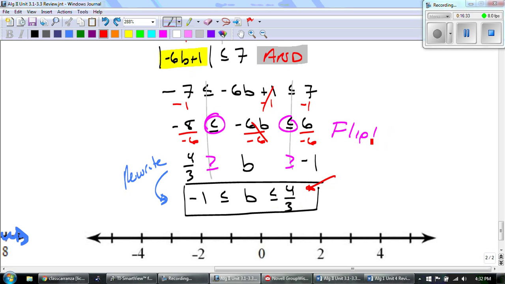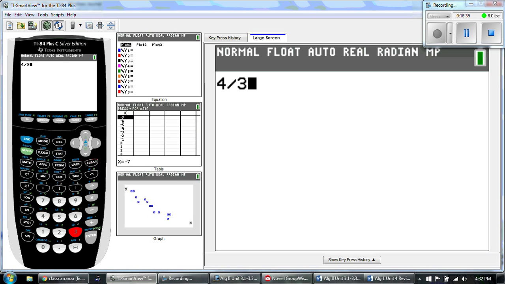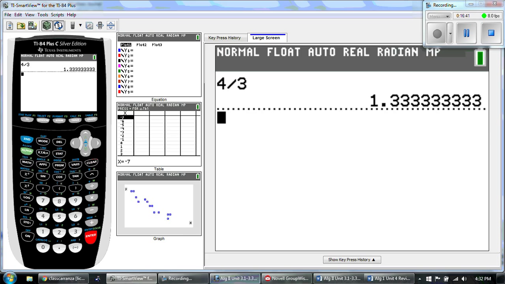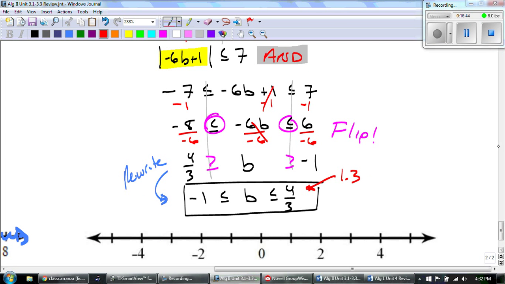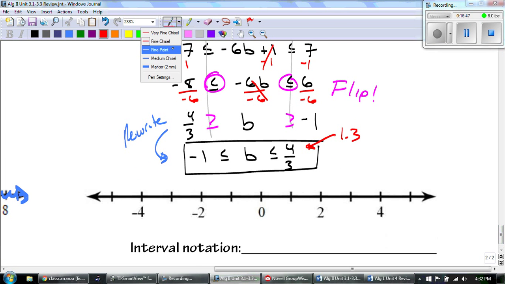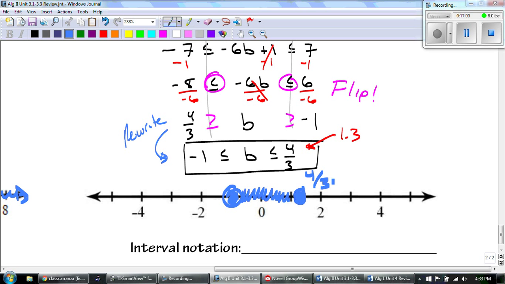Now, 4/3, what does that equal? 4 divided by 3, 1.3. So at negative 1, we are closed. At 1.3, we are closed. It's very close to the 1, just not quite. And I'm going to write 4/3 so we know where it's at. Negative 1 to 4/3, and there we're using brackets.